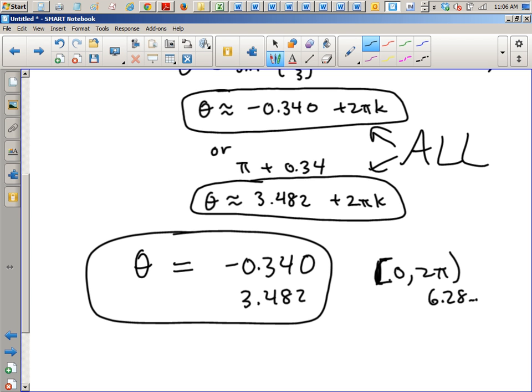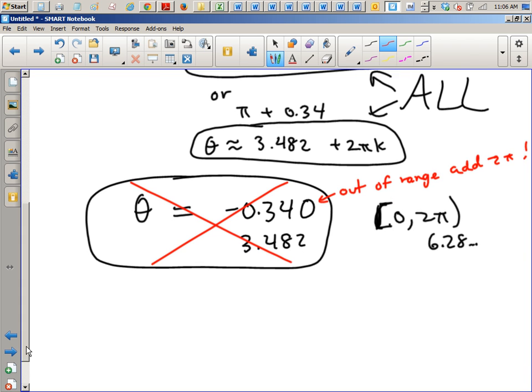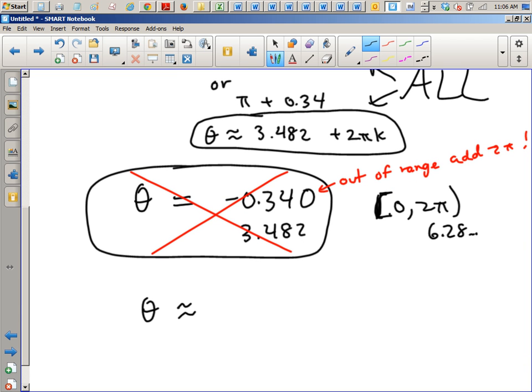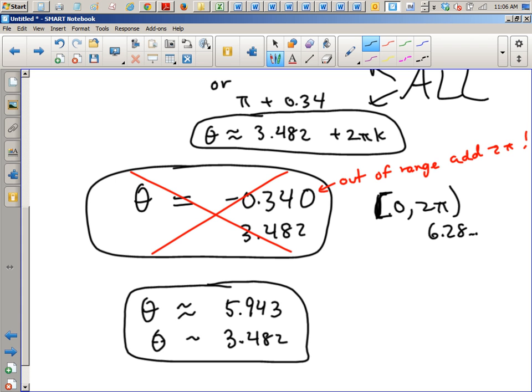So let's add 2 pi to that just one time. You can add as many times as you want. We're just going to add it once. This will fall right between 0 and 6.28. So this is out of range, add 2 pi. If you add 2 pi in your calculator, you'll see the correct answer to this is actually, theta is approximately 5.943 and 3.482. These are 2 answers, the only 2 answers, between 0 and 6.28 that make the equation true.